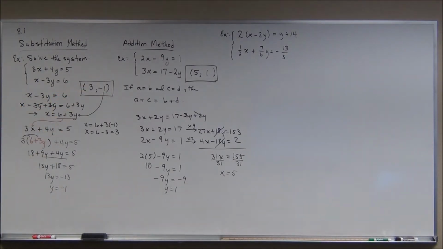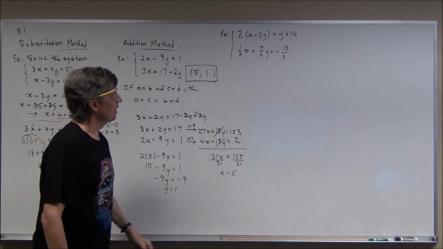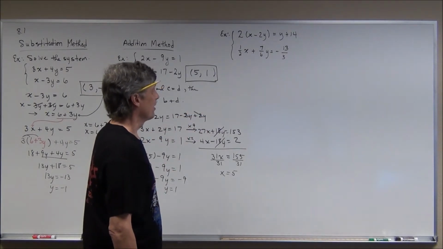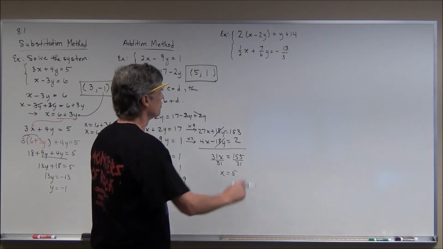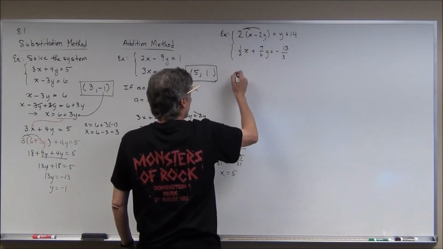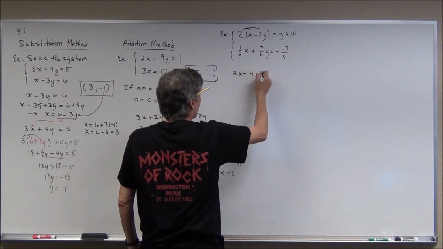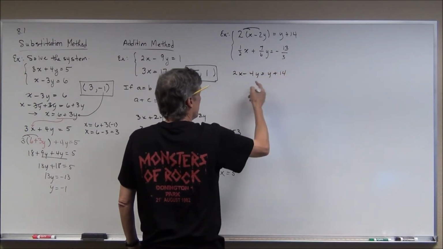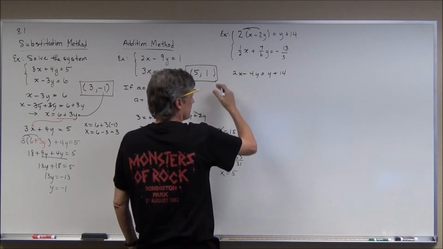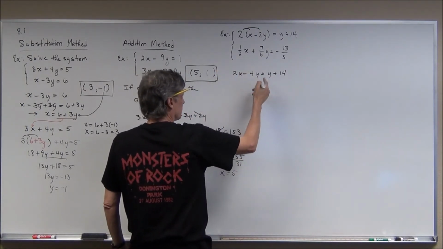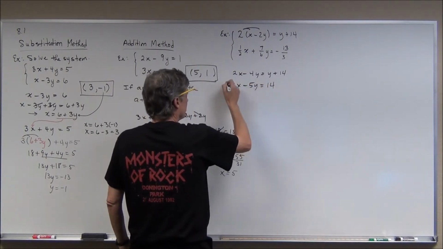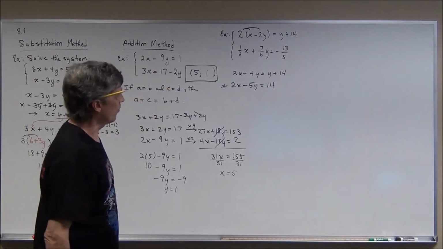Now my next example has got a little bit to it. I have fractions, I have parentheses. I think the first thing I'm going to do is rewrite this. I'm going to distribute here. I have 2x minus 4y equals y plus 14. And then I'm going to subtract y from both sides to get the variables on the left side, put it in standard form. So if I subtract y, I'll get 2x minus 5y equals 14.